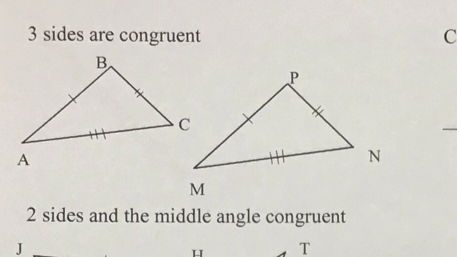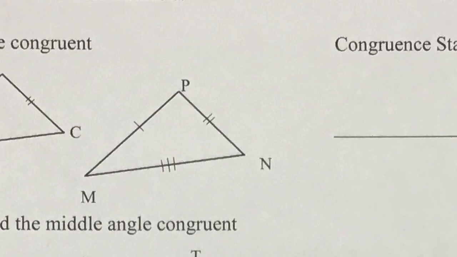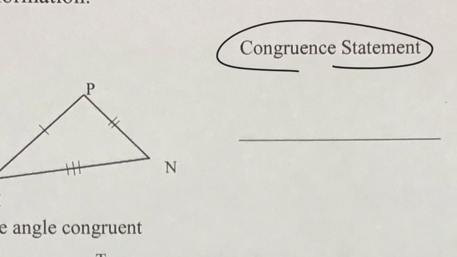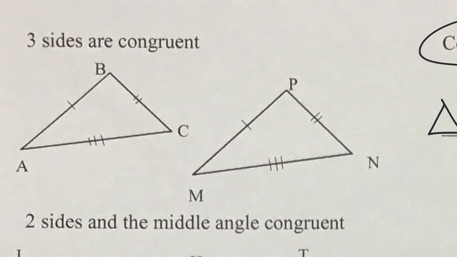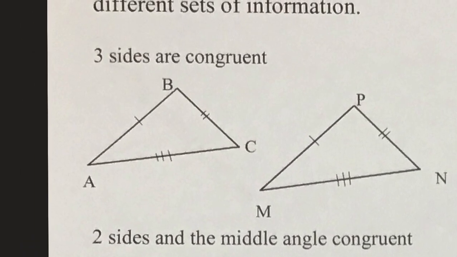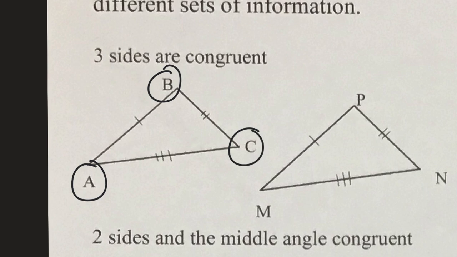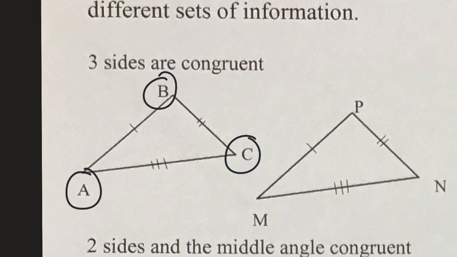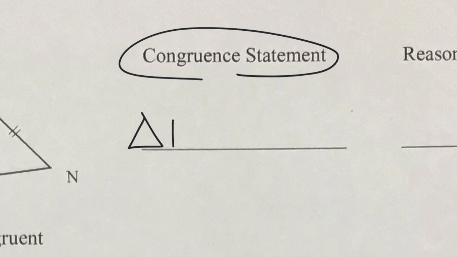One of the things that we're going to have to do is write a congruence statement. A congruence statement says that this triangle, and you get to pick whatever letters you want, whatever order you want to put these three letters in: ABC, BCA, CAB, CBA. The first triangle doesn't really matter, so I'm going to put it in alphabetical order, just ABC. When you do it, you can put it in whatever order you want to.